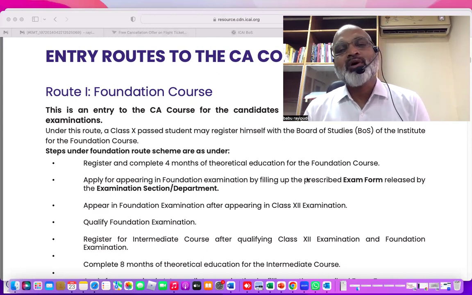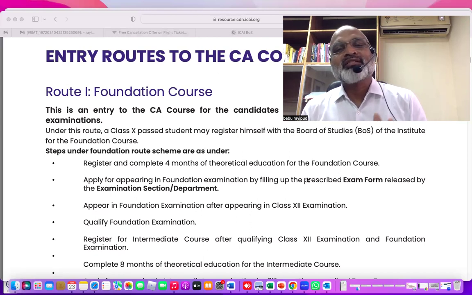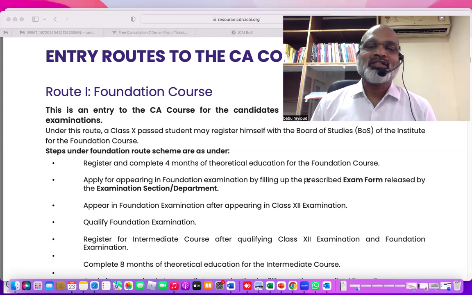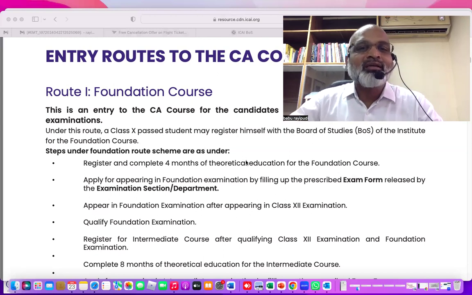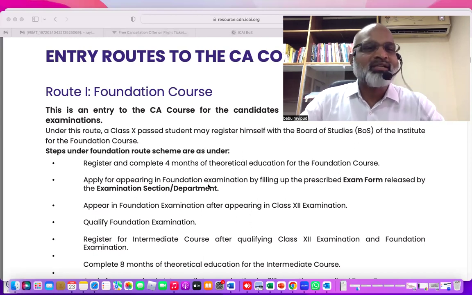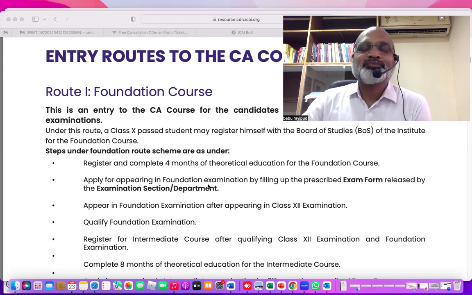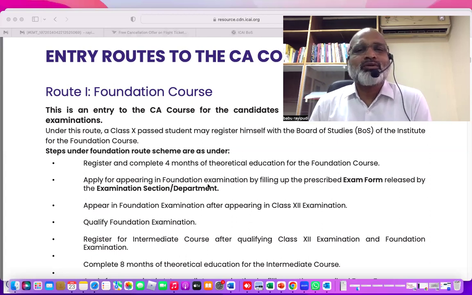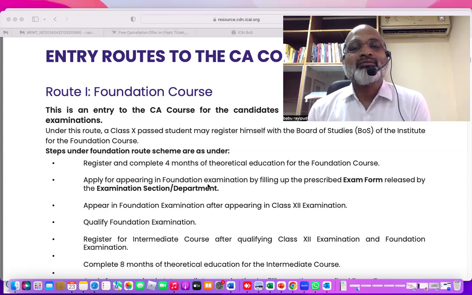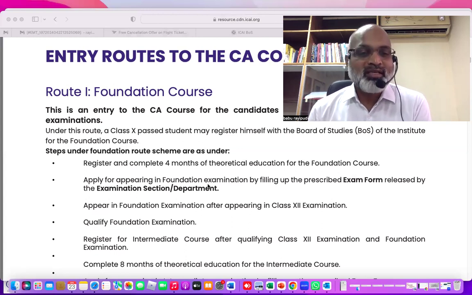So as I said, foundation is the first level of the CA course. If you look at the ICAI prospectus, I'm showing you this ICAI prospectus. If you have seen it, fine. If you have not seen it, just see it once. The website of the institute which is providing the CA course is www.icai.org.